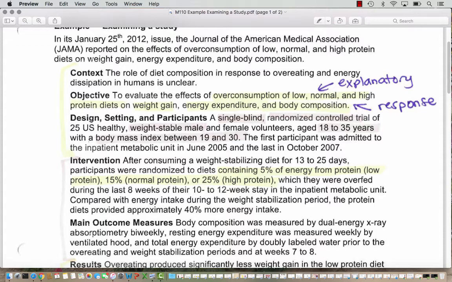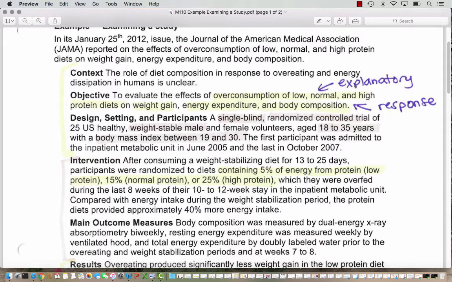So the study was single blind. That means the participants didn't know who was in which group, but the researchers did. Randomized. So randomized means that the participants, once they were randomly selected, were then randomly assigned to these 3 different protein diet groups. Controlled tells us that they limited who they took into the trial, and the next few lines explain the controls. And then we're told there was 25 U.S. healthy, weight-stable male and female volunteers.